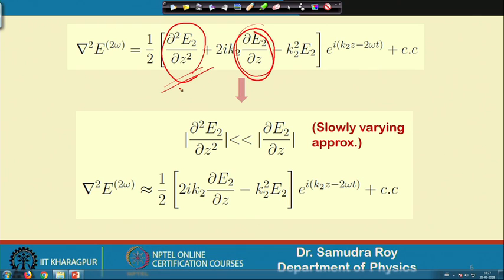But this is a justified approximation. Normally the second order derivative of this E2 is very small compared to the first order derivative term. So, first order derivative is sufficient because it is a much bigger term. So, we basically approximate that. When we approximate under slowly varying envelope, then this grad square E operator has two terms, one is this and another already is there. So, only we have a first order derivative term.